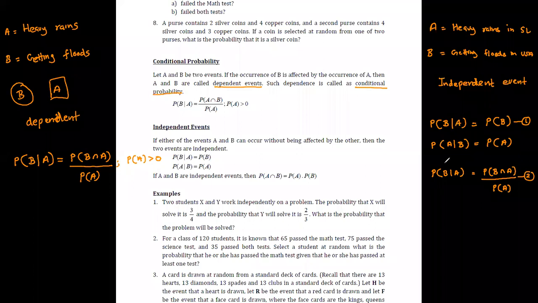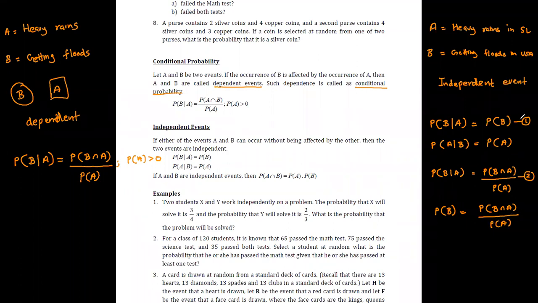Now for the left hand side of this equation, we have the notation probability of B given A. Instead of this, we can replace it by probability of event B. So instead of probability of B given A, we can use probability of B, because A and B are independent events. By considering this equation, we can obtain this as probability of B divided by probability of A.